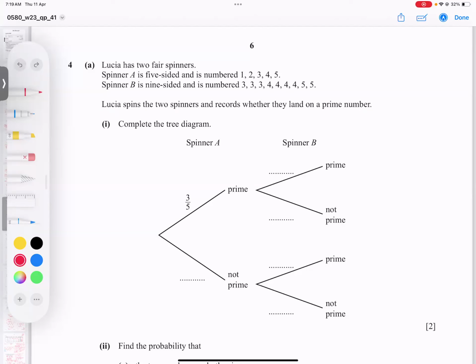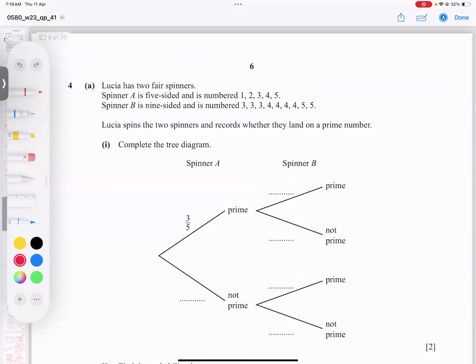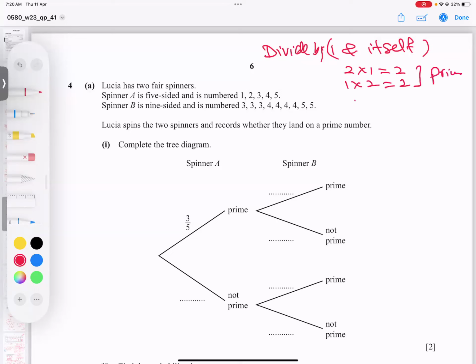Prime number. So first of all, you must know what a prime number is. I'll give you a small example. A prime number is a number which is divisible only by 1 and itself. Example, 2: 2 ones are 2 and 1 twos are 2. You cannot give me any other way. So this is called a prime number. 3, same story. 3 ones are 3 and 1 threes are 3. So you can't give me any other option.